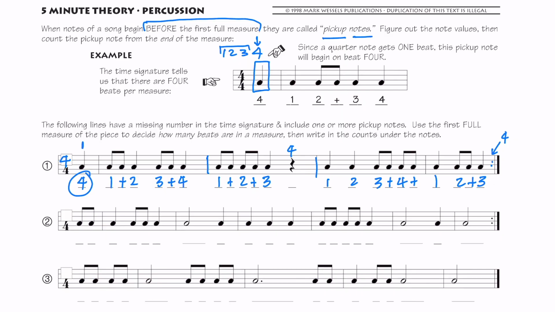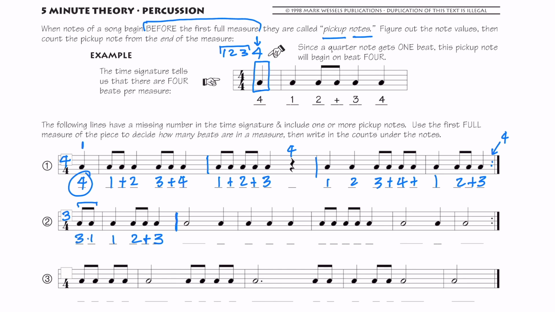So number 2. Let's skip the pickups for a second because we're not sure what count they start on. Let's do our first full measure. 1, 2, and 3, bar line. So what does that tell me? It tells me my top number in the time signature is 3. Now, 2 eighth notes together equals 1 beat. So what's the last count in this measure?